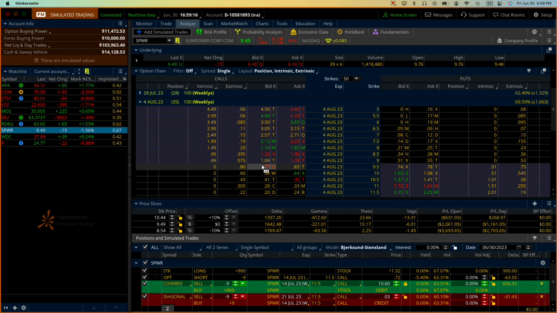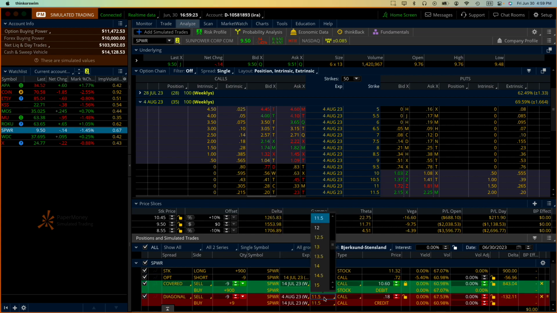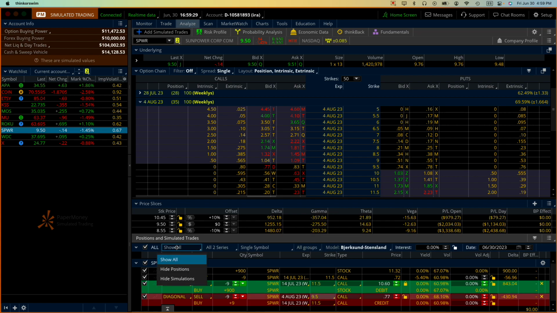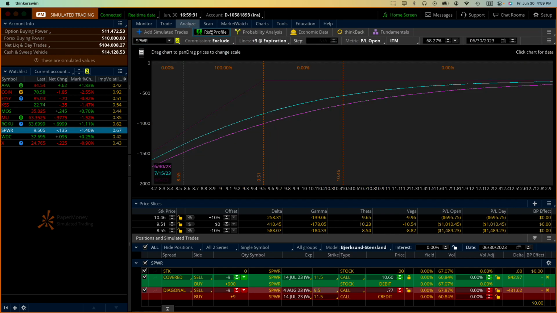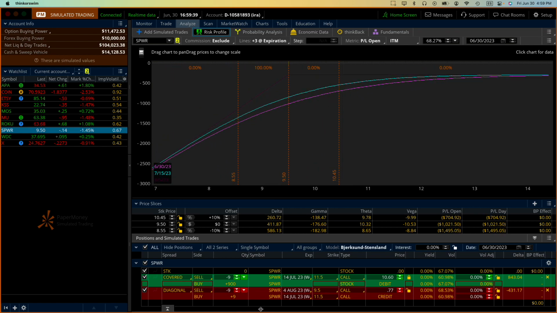So I'm going to roll it to August 4th, and instead of 11.5, I say 9.5. So it may look like I'm trying to salvage a trade that has gone bad, because if it goes back up, I'm not going to recover all the money. But in reality, this stock will go up or down. It doesn't matter. I'm still collecting that extrinsic value, which is in this case 77 cents.